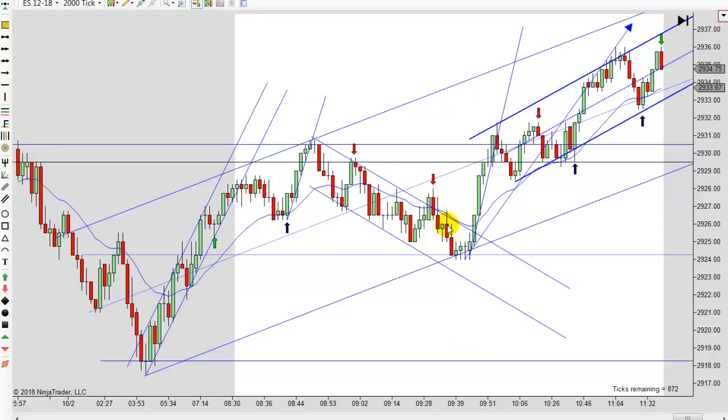And we're just kind of working lower here. There's actually a true failed second entry long right there. But if this trend line is correct, which it looks like it is, and you drag it down, we're right into that, and you see it touched it and then bounced again. So you really can't enter in either direction then.